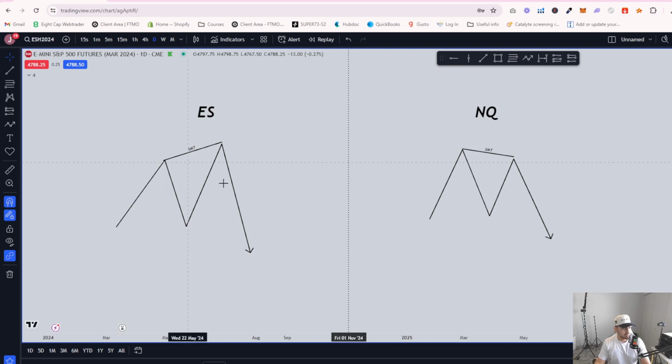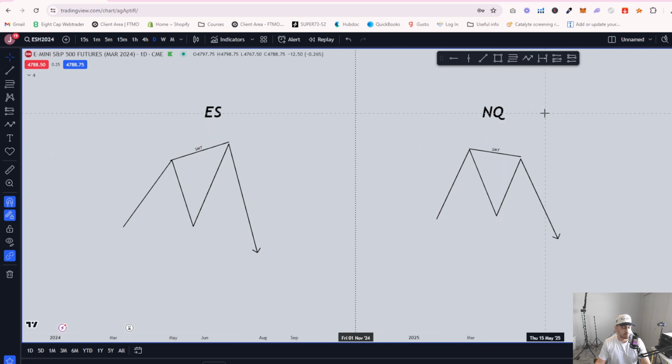So basically an SMT is when you have correlated assets such as the ES and the NQ, the index futures, the S&P 500 and the NASDAQ 100. This works on EU, GU, EU with DXY, GU with DXY for those that trade Forex. You basically just want to find correlated pairs.